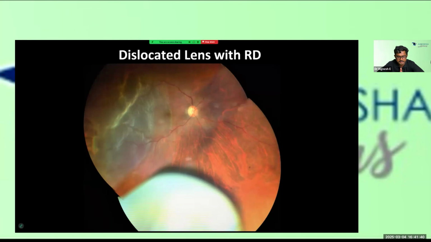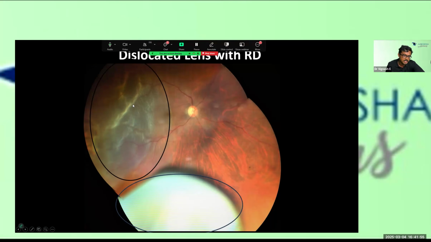Now this image is of the right eye. What we are seeing here below, the white object, is the image of a dislocated cataractous lens. And what we are seeing here superior temporally is a retinal detachment. As you can see, the retina has corrugated, is folded, and there appears to be subretinal fluid below the retina. You can see the difference between this area of the retina, which is reddish and seems to be attached, whereas this area, which is circled, is detached.